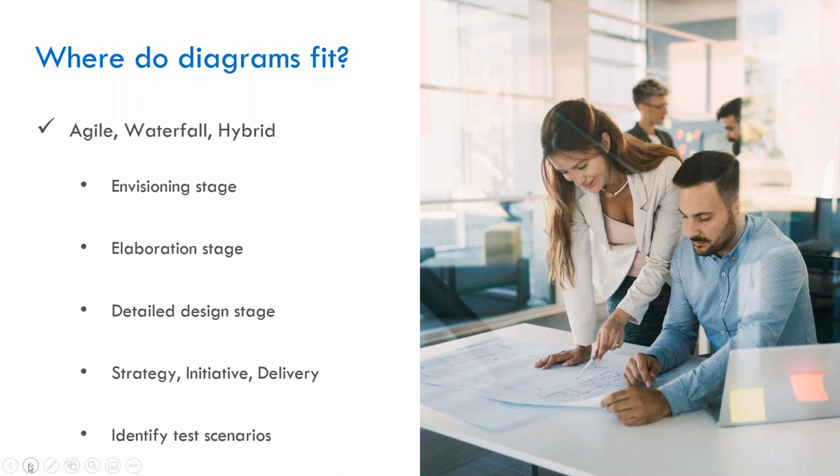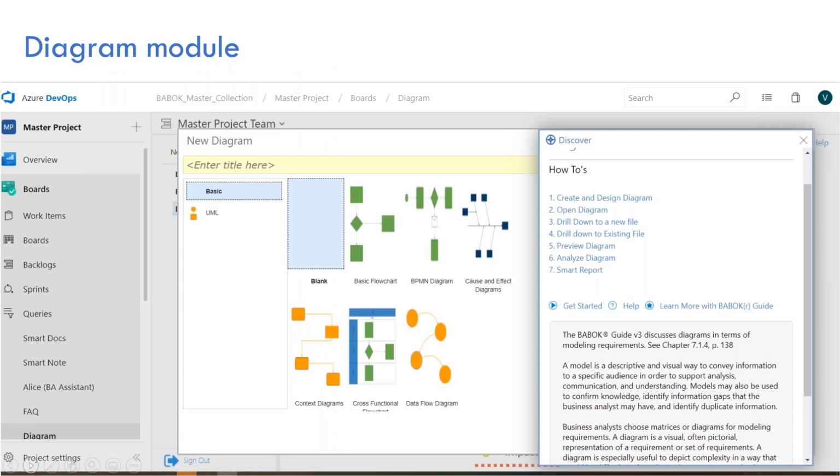So they can be used at various stages, and certainly in an agile approach, they can be used at the strategy and initiative development, and maybe for detailed design in the delivery development as well. So lots of different approaches to how diagrams can be used, and we'll show you specifically how they work in our tool as we move through the presentation.